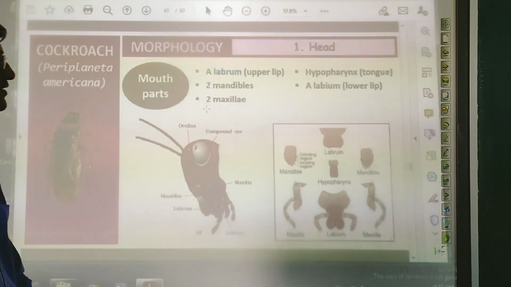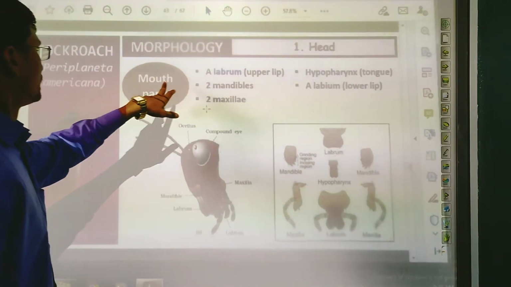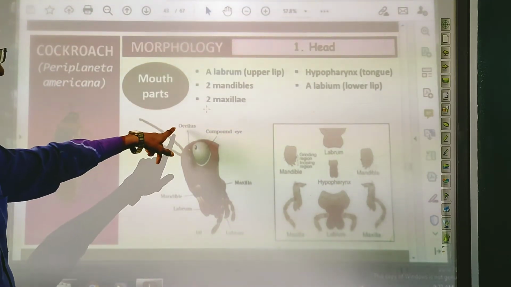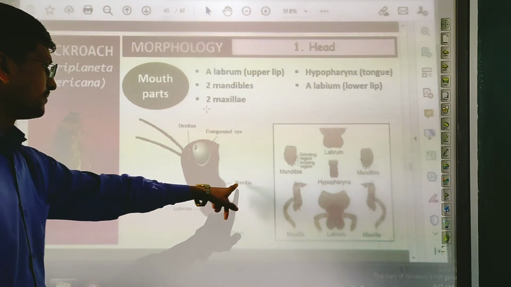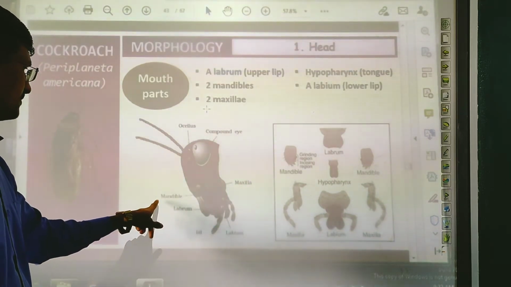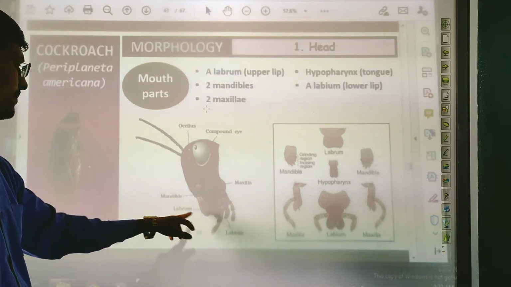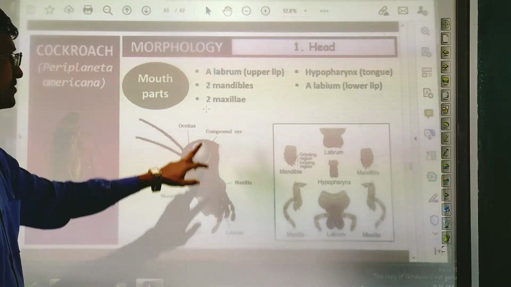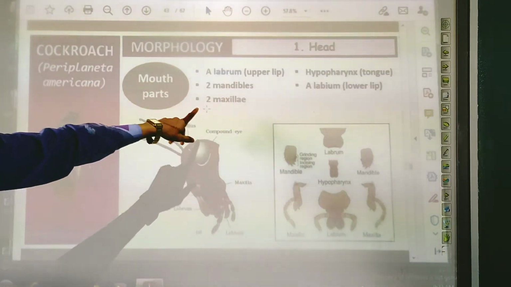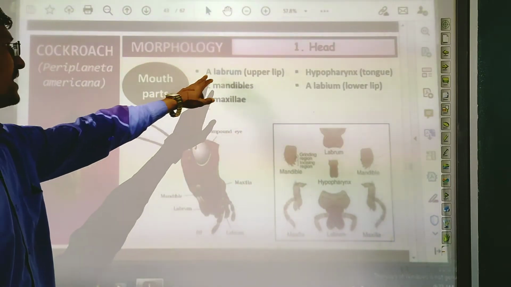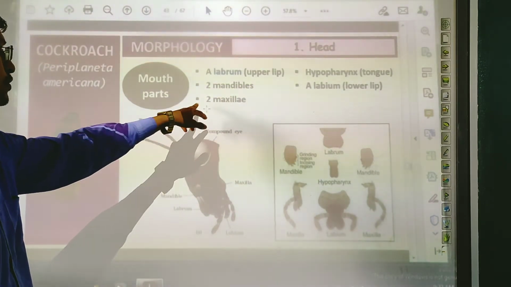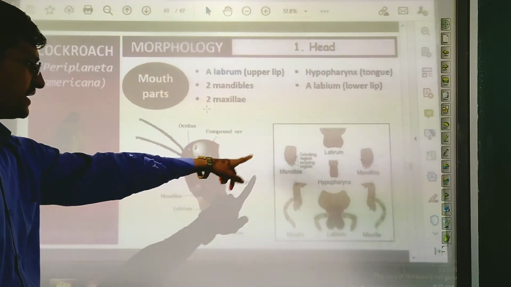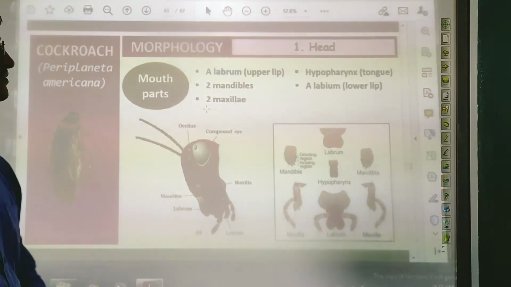Then here if you see the mouth parts, in that ocellus, you can see compound eyes, maxilla, mandible, labrum, and labium. So these are some important parts of the head. Labrum is the upper lip, 2 mandibles, 2 maxillae, and these are the important parts of the head.